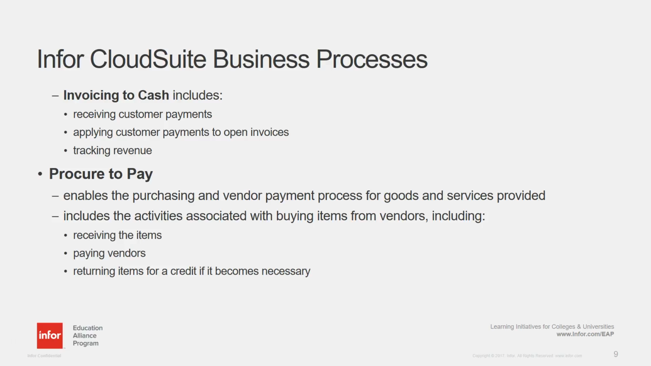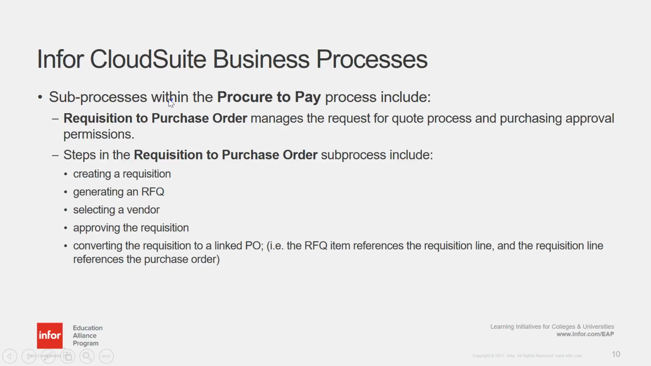Procurement is simply the company purchasing products or services through a vendor that has already been approved by the company. And so there will only be certain companies, certain vendors, if you will, that will be involved in the procurement process. But that procure to pay process includes similar things to the quote to cash. It requires the receiving of items, paying the vendor, returning the items if necessary, things like that.